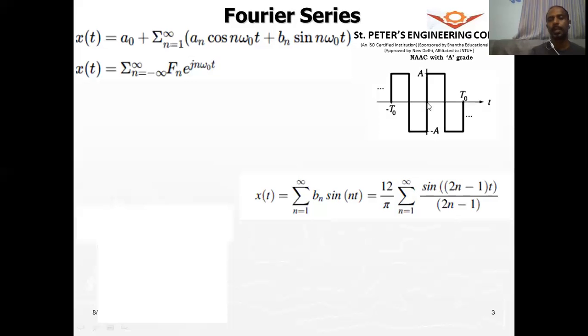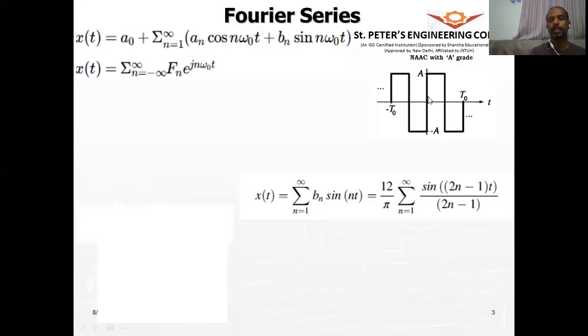So what is the period of this? 0 to t naught is a period. What is the amplitude? It is minus a to plus a. So from 0 to t naught by 2, it has an amplitude of plus a, and from t naught by 2 to t naught, you have an amplitude of minus a.